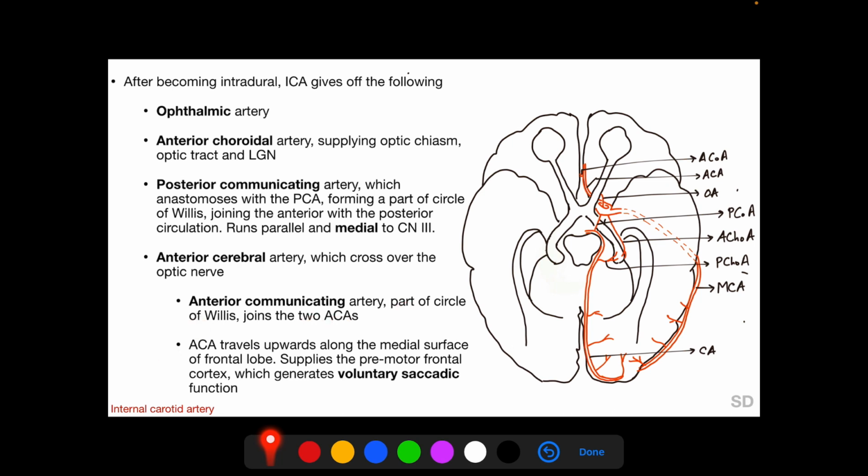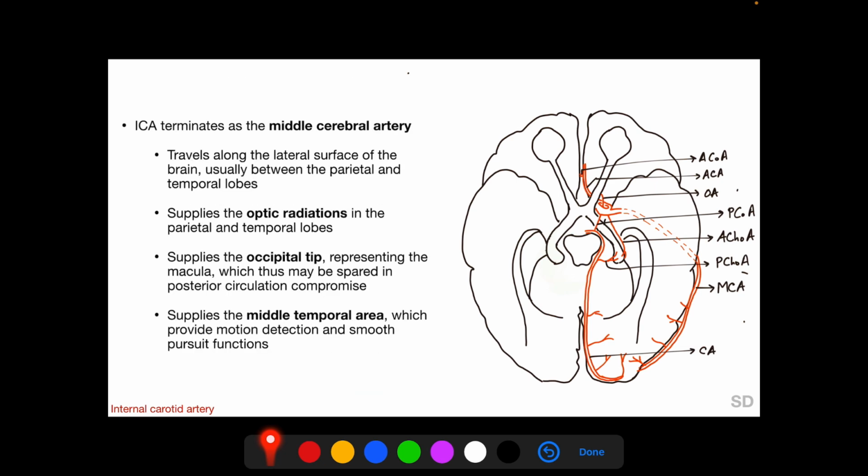The anterior cerebral artery then travels upward along the medial surface of the frontal lobe and supplies the premotor frontal cortex, which generates voluntary saccadic function. The internal carotid artery terminates as the middle cerebral artery, which travels along the lateral surface of the brain, usually between the parietal and the temporal lobes. Here it supplies the optic radiations in the parietal and temporal lobes and also supplies the occipital tip.